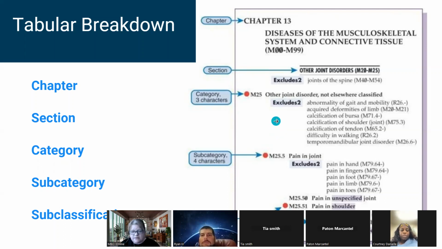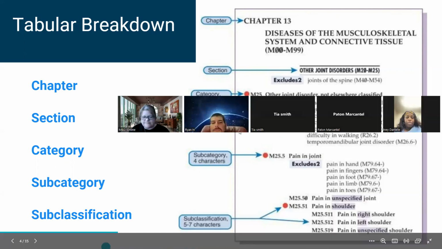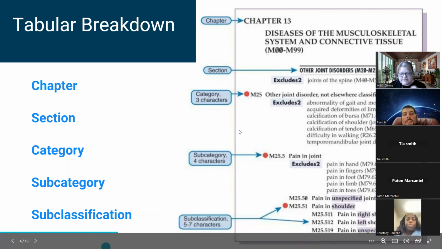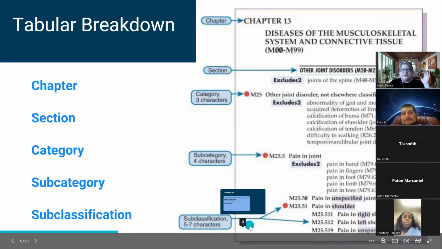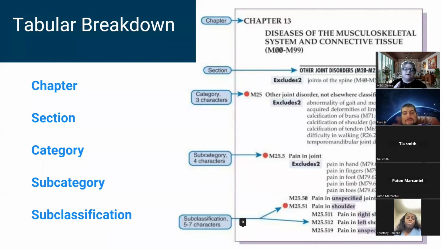So y'all see how it indents down? But you can always refer back to that, okay? So it's chapter, section, category, subcategory, and then sub-classification if there is one. You can see down at the bottom, the sub-classification is where you're going to get your code to those last 2 characters if you need them, if it requires it.